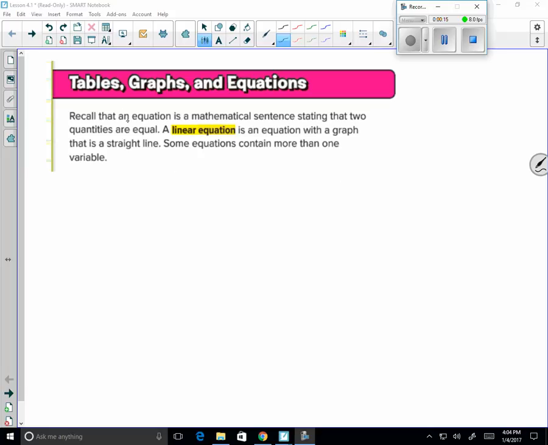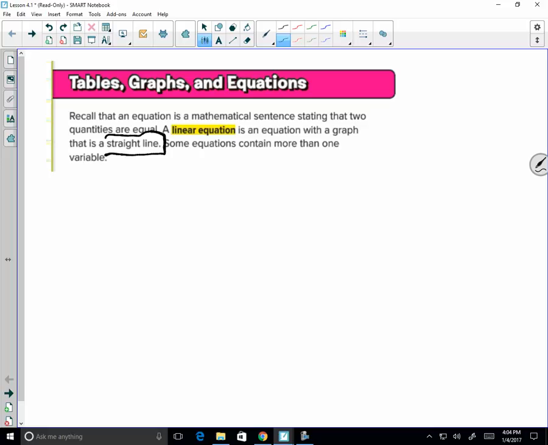It says recall that an equation is a mathematical sentence stating that two quantities are equal. A linear equation, which is a vocabulary word, is an equation with a graph that is a straight line. Go ahead and box, circle, whatever it is you want to do to this, because that's something that we all need to remember. So here it also says that some equations contain more than one variable.